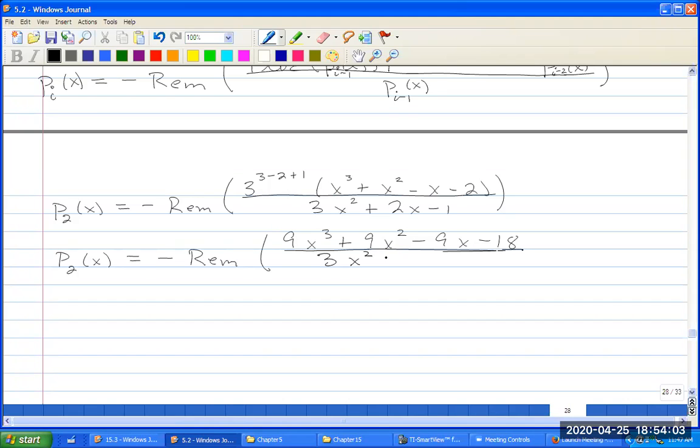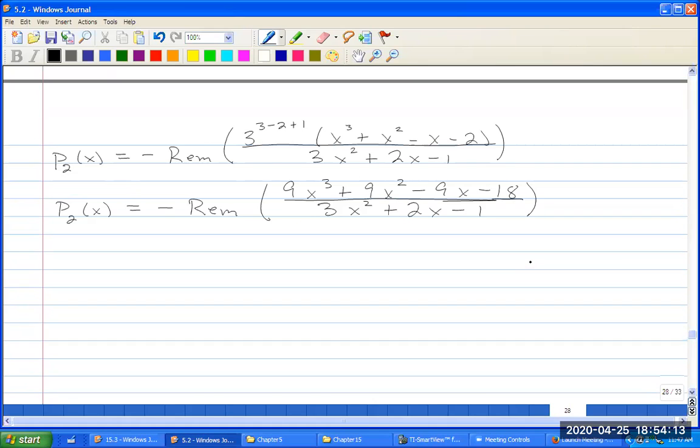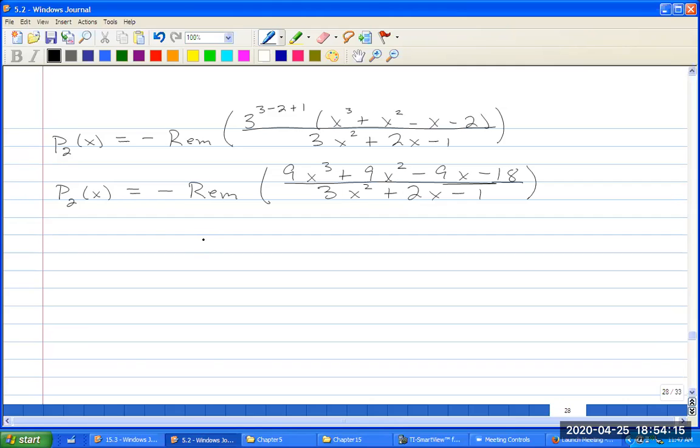3x squared plus 2x minus 1. Okay, so let's do this. Actually, let me write this first: 3x squared plus 2x minus 1. Let's divide 9x cubed plus 9x squared minus 9x minus 18.